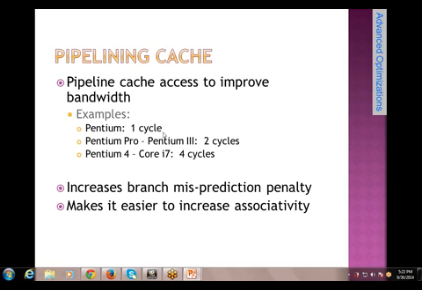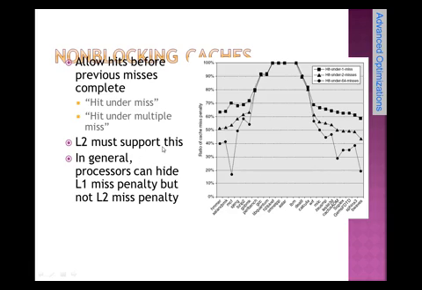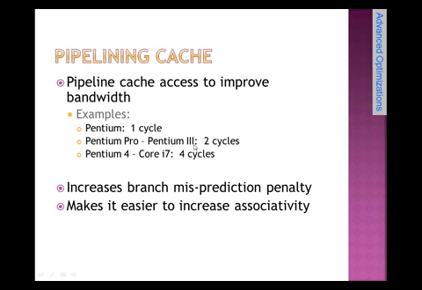Example: Pentium takes 1 cycle, Pentium Pro, Pentium 3 takes 2 cycles, Pentium 4, Core 2, i7. If I'm using Pentium 4, Core 2 Duo, i7, i5, i3, that uses 4 cycles. That is, 4 cache blocks can be used at the same time. That is your 4 cycles.